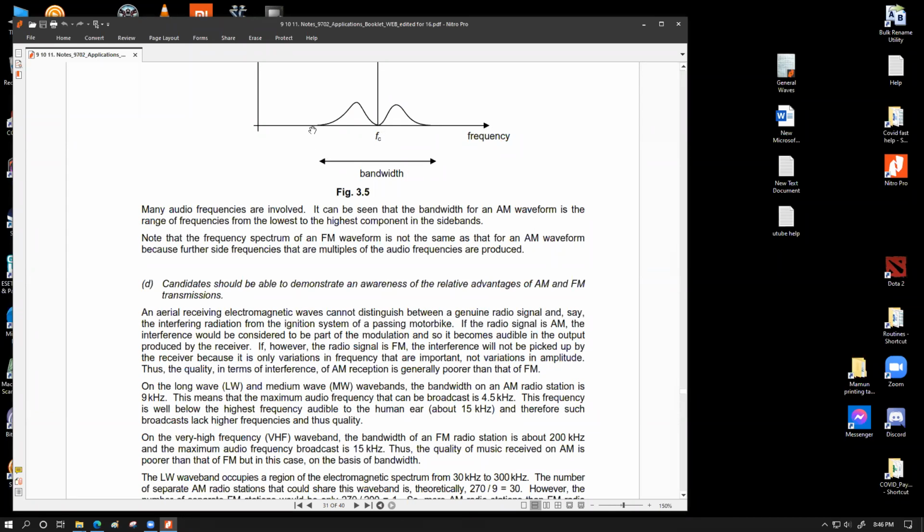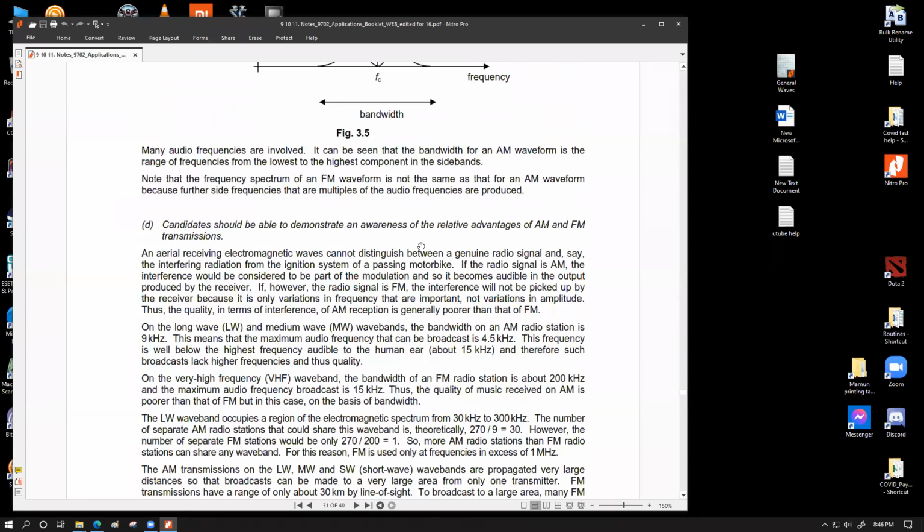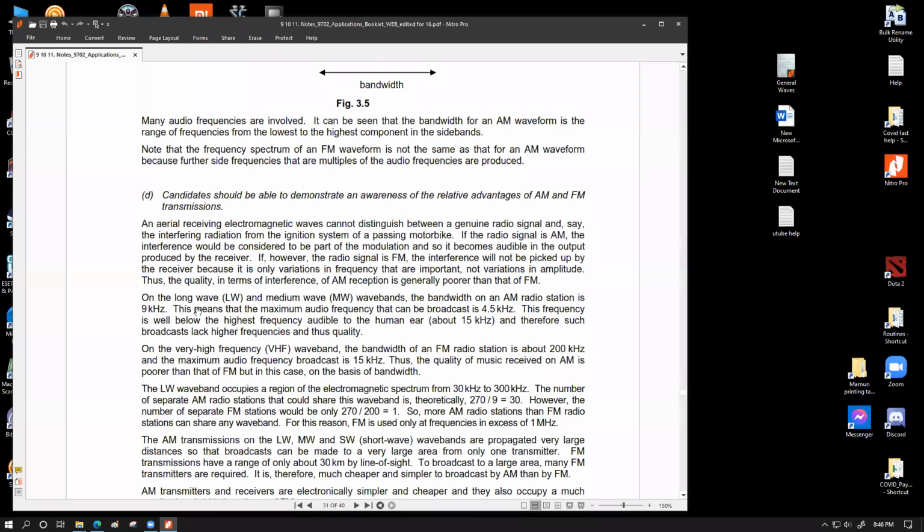So if the bandwidth of a certain station is 9 kilohertz, bandwidth means 2FA, remember, bandwidth means 2FA. So if 2FA equals 9 kilohertz, it means FA equals 4.5 kilohertz. Now comes the information. This means that the maximum audio frequency that can be broadcast is 4.5 kilohertz.